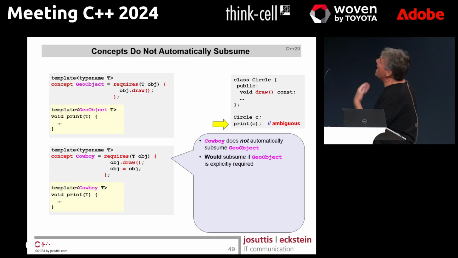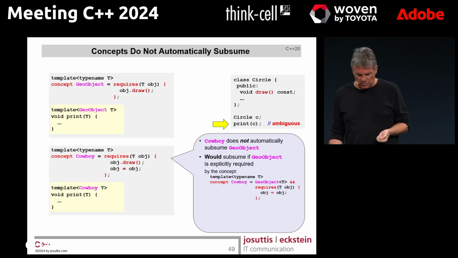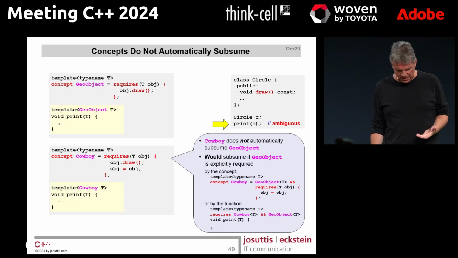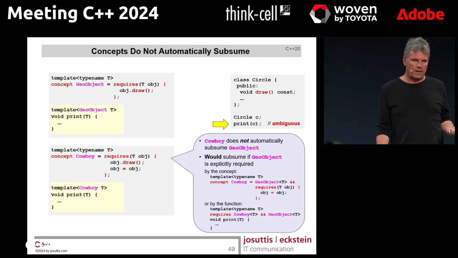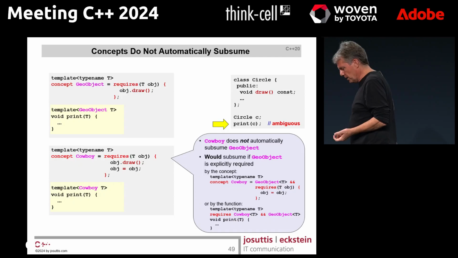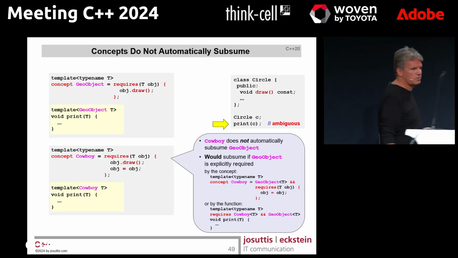So you have to explicitly say that and specify subsumption. So you could say concept cowboy subsumes geometric object with some extensions, or you have a print saying this print is called if an object is both a cowboy and a geometric object. Then we have a solution.